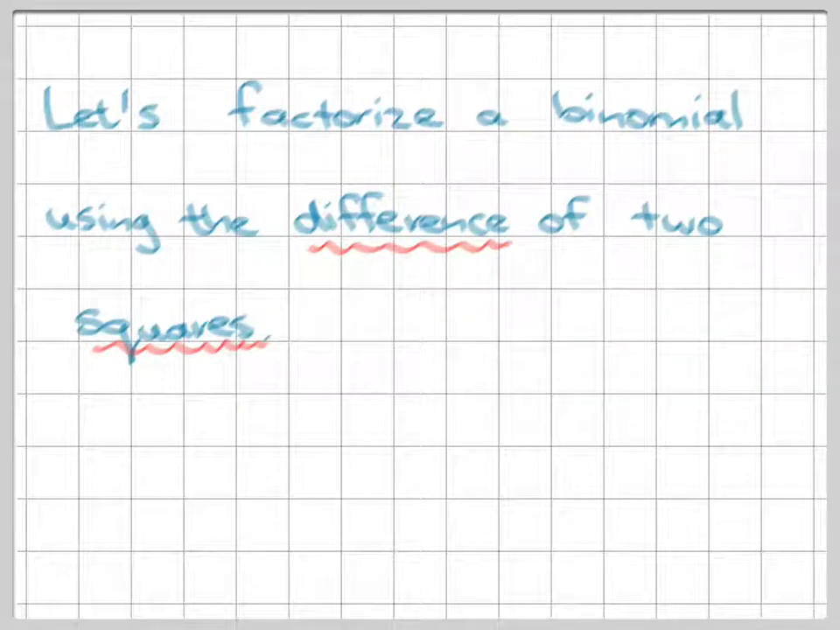Today we're going to factorize a binomial using the difference of two squares. Now we've learned about these before. We'll just quickly recap it on the next screen.